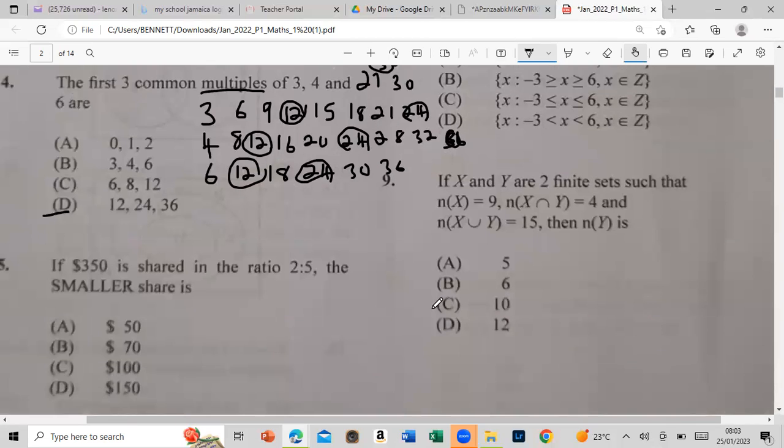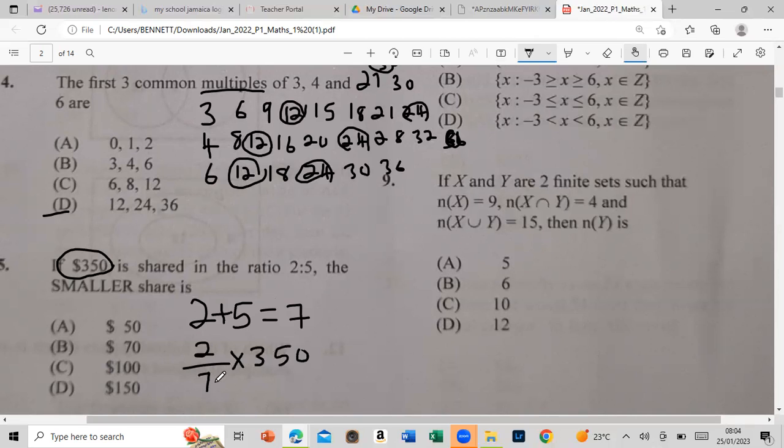Number 5 says, if $250 is shared in the ratio 2 to 5, the smaller share is. So first we need our total ratio, which is 2 plus 5. Guys, remember you're encouraged to type in your answer. So that is 7. So the total share is 7, right? So this 7 is equivalent to this. But the smaller share would be only 2 out of the 7. Alright? And times by 350.